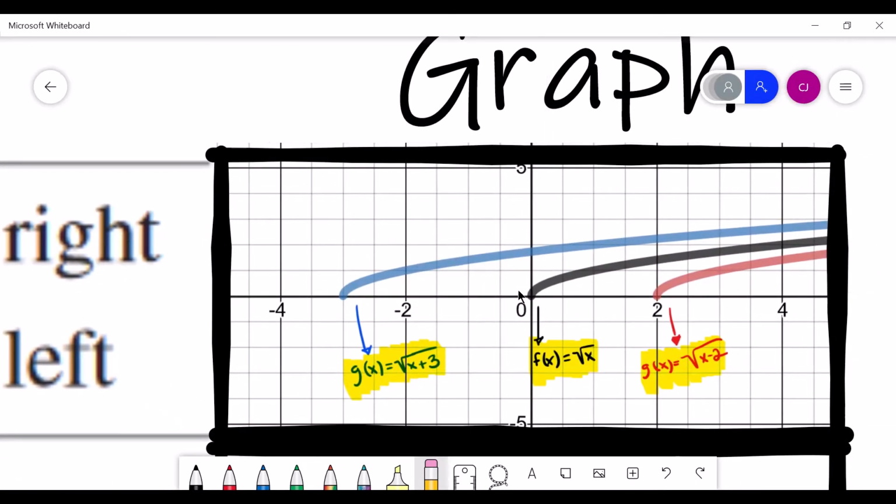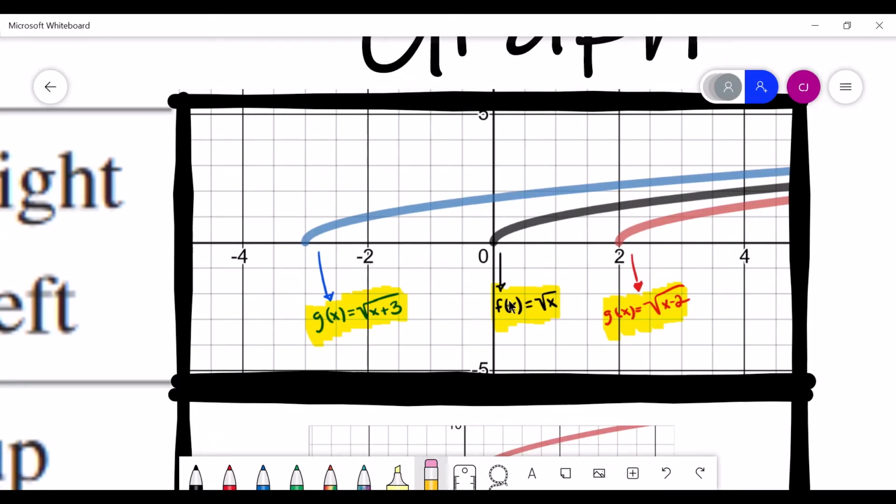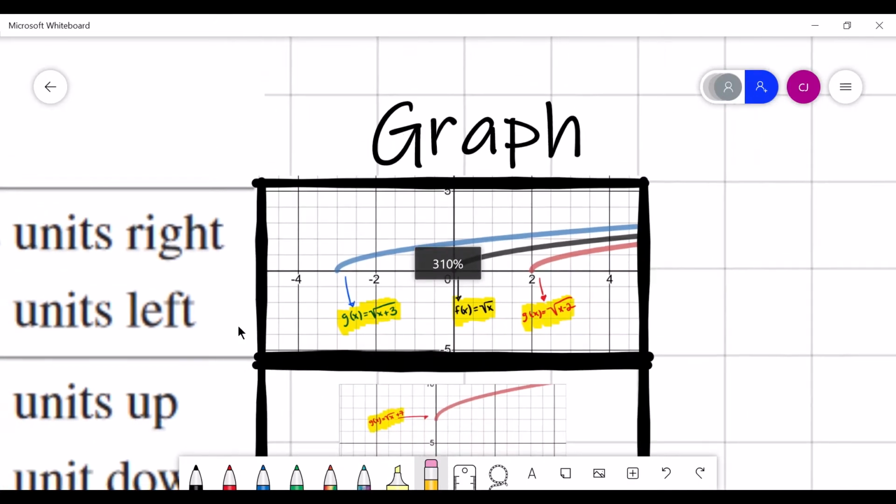So again, we have our parent function, which is our original function. It starts at the origin. And then we had our first transformation, g of x is equal to the square root of x minus 2. Notice it moved 2 units to the right. It did the opposite of what it looks like it'll do. And then for the blue one, you'll notice that it moved 3 units to the left from the original function. But when you write it, it looks like the square root of x plus 3. Okay, next one.